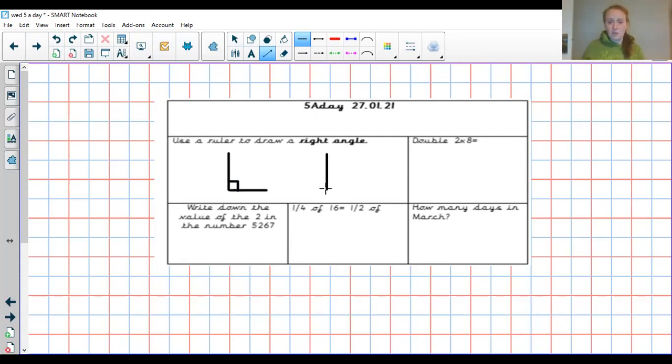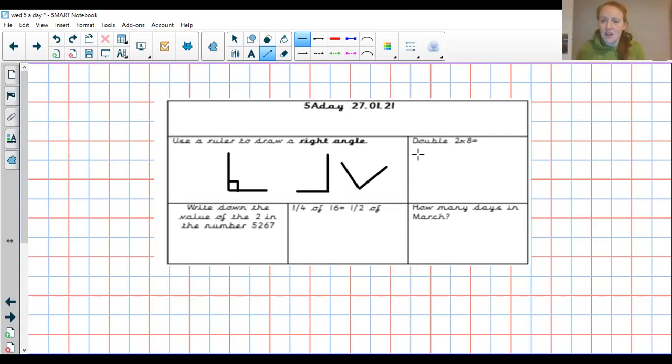It doesn't matter if you've got it the other way around, if you've got it this way. It doesn't matter if you've been clever and you've done it coming from an angle like that, as long as it is a very clear right angle. Give yourself a mark if you've got that. I'm hoping you all got that right.